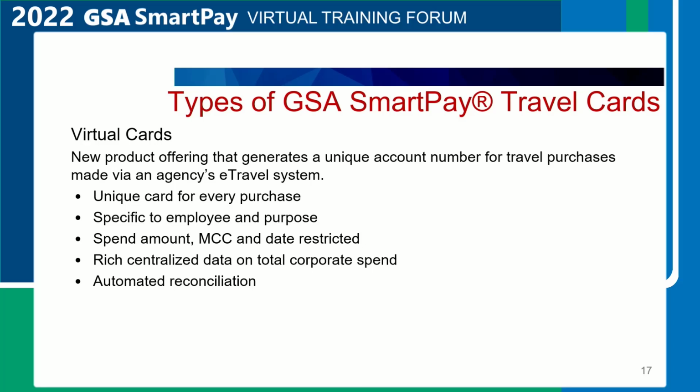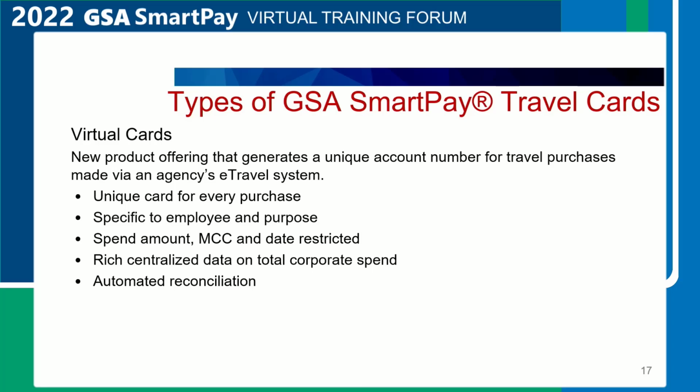The first one is a declining balance card. So this type of card can be for a specific purpose or for a specified time period with a predetermined credit limit. So the credit limit can be reset as needed or set for a specific time, or it can just become inactive once the balance is depleted.